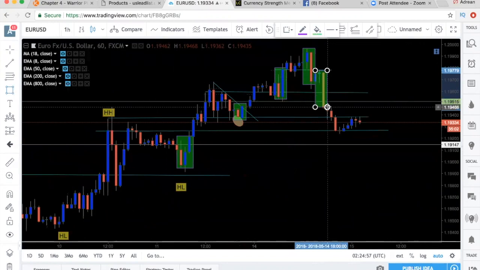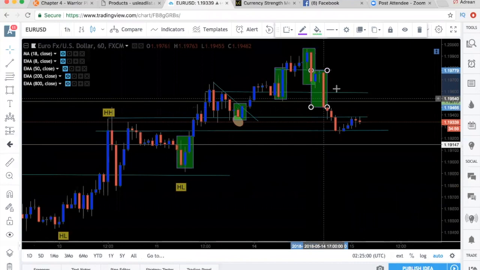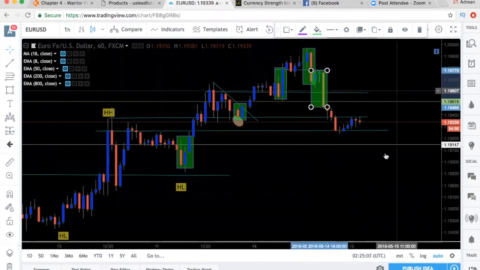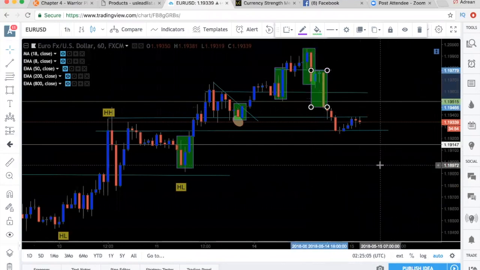Engulfing. No, what is it called? It isn't engulfing, but what is it? What is that candlestick formation called? An evening star. There you go. It's called an evening star.